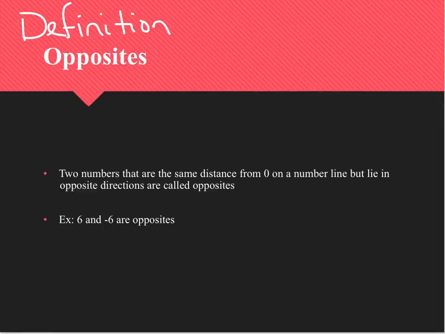Here's a definition for you. Write this definition in your notes. Opposites: two numbers that are the same distance from 0 on a number line, but lie in opposite directions, are called opposites. For example, 6 and negative 6 are opposites. When you're looking at this line, 6 is 6 units away from 0. Negative 6 is obviously also 6 units away from 0, but in the opposite direction.